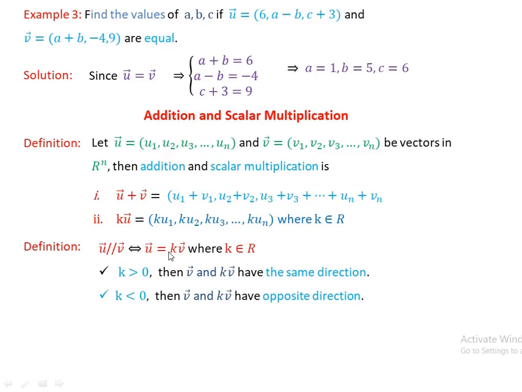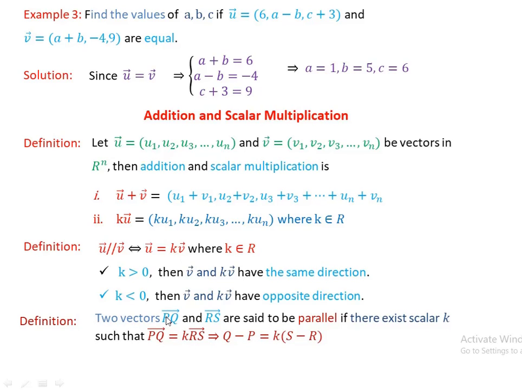Here, u is parallel to v if and only if u is equal to k times v. If k is greater than 0, the vectors v and kv have the same direction. If k is less than 0, then v and kv have opposite directions.